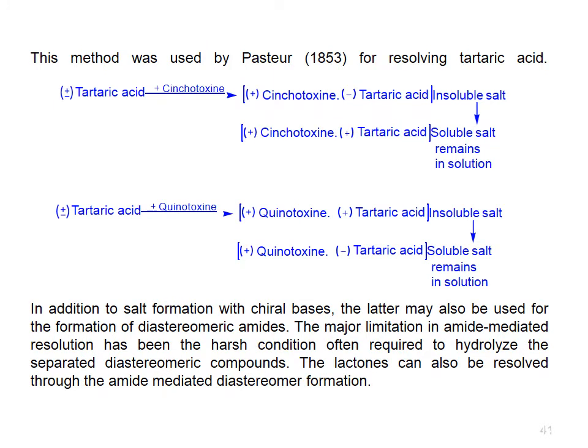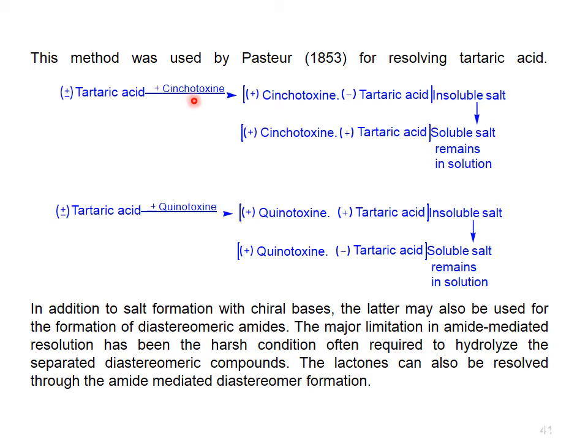This method was used by Pasteur in 1853 by resolving tartaric acid. Here you can see that tartaric acid is a mixture of plus minus. When it reacts with cinchotoxine, a chemical compound used to resolve tartaric acid, then we get plus cinchotoxine minus tartaric acid. This is the insoluble salt.